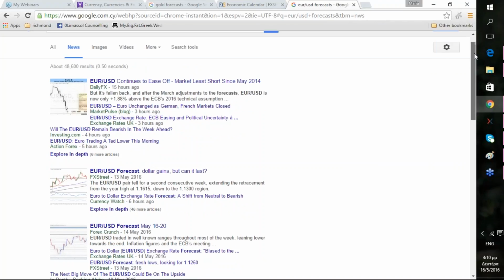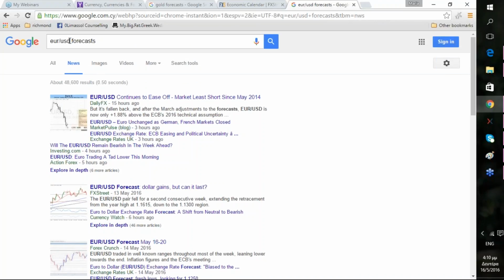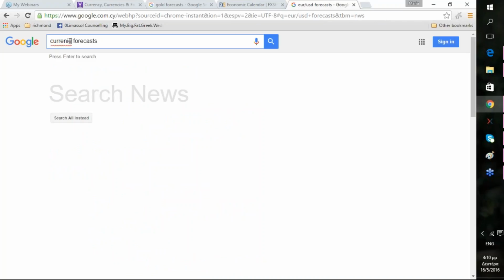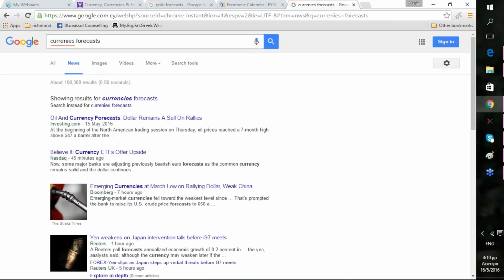Once you do that, you can always put currency forecast here. Currencies, forecast. This is all just on Google in the news section. I just want to look at today's date, or if possible the latest news concerning which currency pair, who is paying more attention to what. Here 7 hours ago, 45 minutes ago, we see currency ETFs offer upside. Okay, let's forget that one.